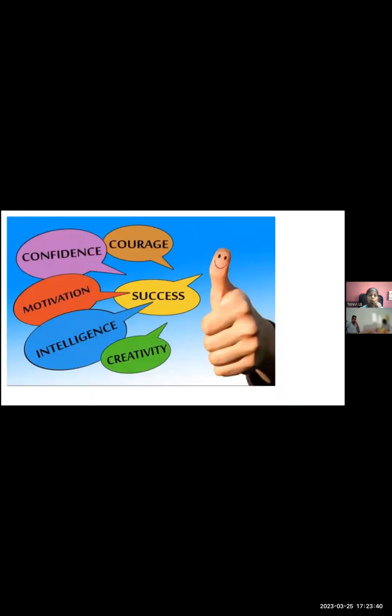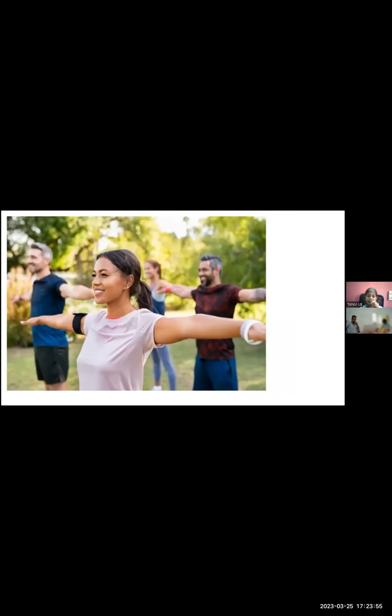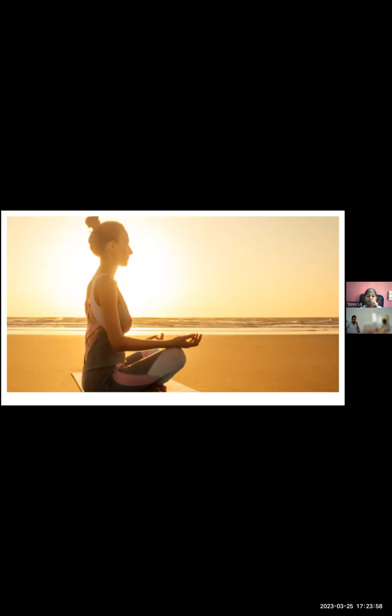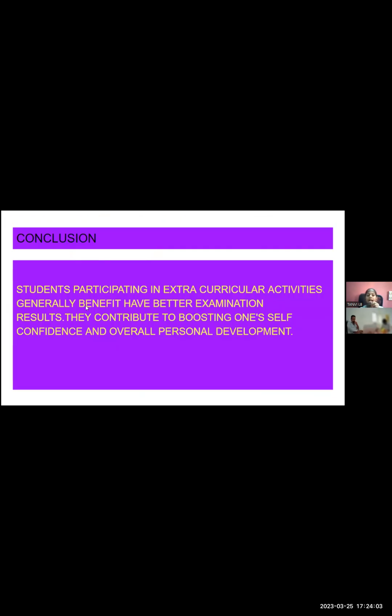And it improves our confidence, courage, intelligence, all. And it improves our friendship and relationship qualities, physical exercise, and relief from stress. So this includes. And conclusion. Students participating in extracurricular activities get benefits, like having better results in examinations, and boosting one's self confidence and overall personal development.